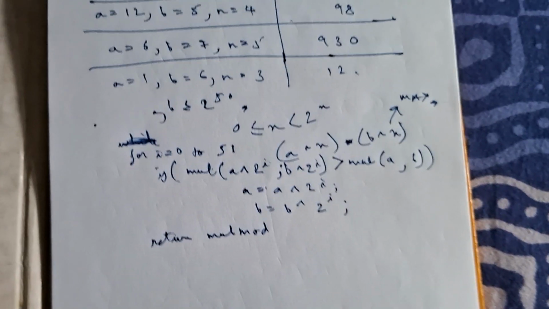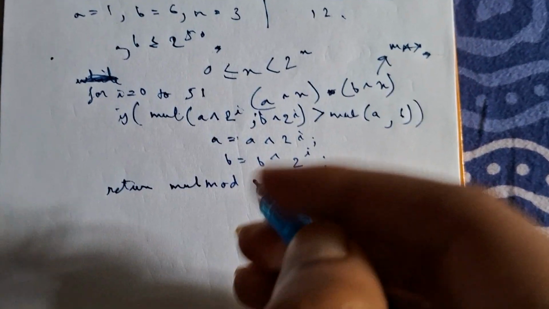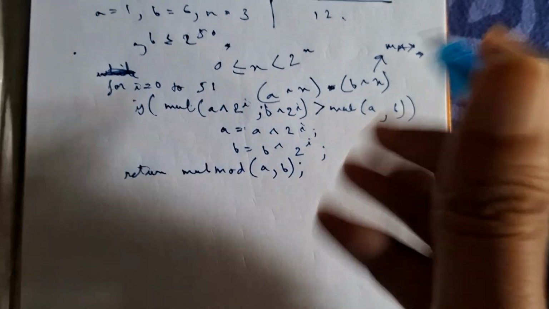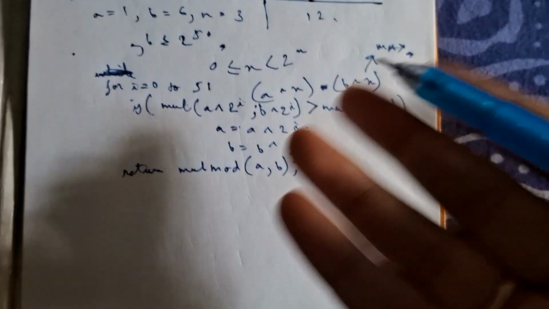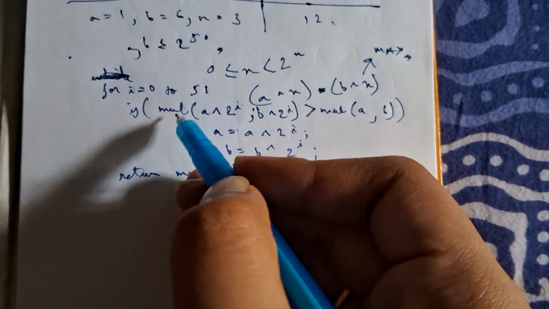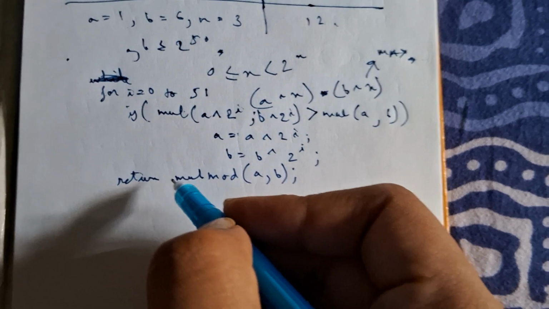Okay, simple. Now after we are done with this, we are just going to return the modded multiplication. Remember one thing, that it is given in the question that we have to return the modded multiplication of A comma B, right? This is the simple pseudo code, so this portion is very much clear. Now the thing is how we are going to do this mul and mul mod.